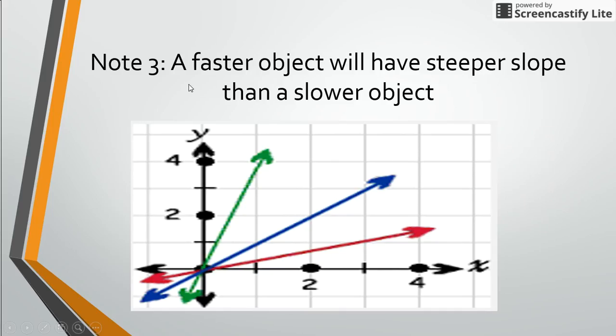Note number 3, a faster object will have a steeper slope than a slower object. I know my green line is going to be fastest because it covered 4 meters in only 1 second. This is the fastest line. And my red line is going to be the slowest because it only covered about 1 meter and it took it 4 seconds.